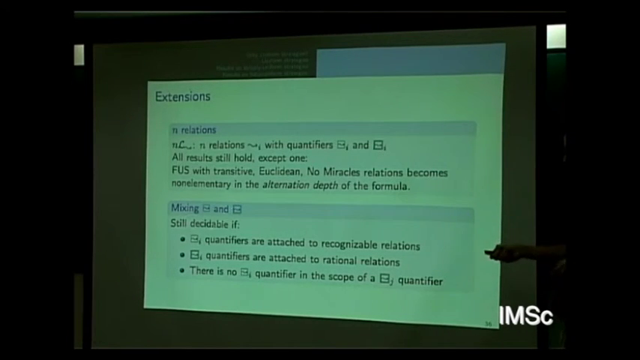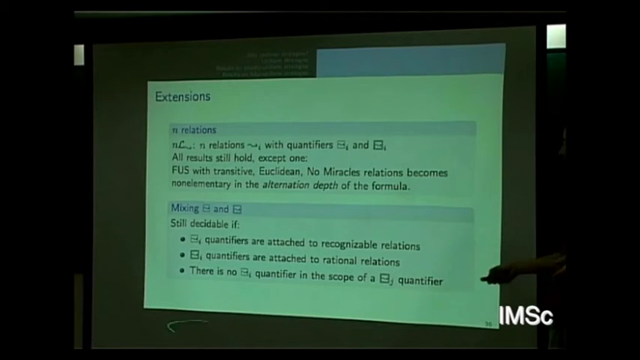Then you can also mix these two quantifiers in a restrained fashion. You obtain something that is still decidable if every time you use such a strict quantifier, it is associated to a recognizable relation, to fall in the decidable fragment. Of course, the others can be any rational relation. And you cannot have a strict quantifier in the scope of a full quantifier.